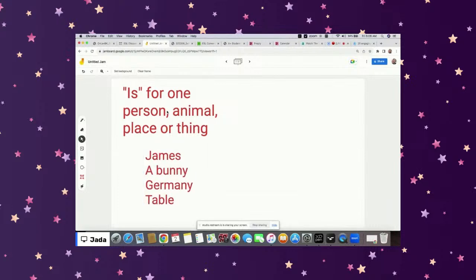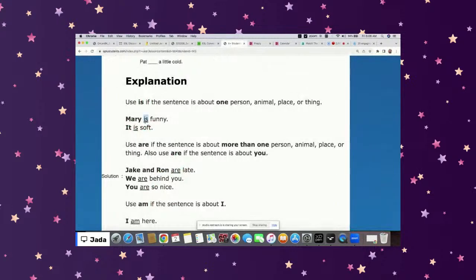So now this is what we are talking about for is: one person, animal, place, or thing. James is a person, so one person is James. A bunny is an animal, so one animal. Germany is a place, so one place. And table is a thing, so one thing. That's what we are talking about. Okay, so we use is for that. Mary is funny. It is soft.